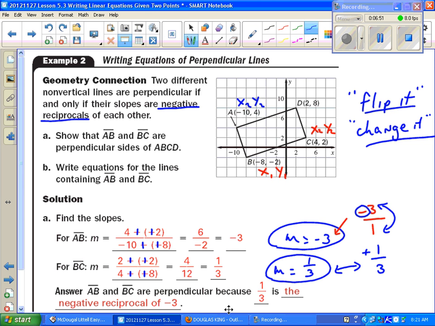And we'll look at some more examples of that as we go. Very simple concept. Flip it and change it. Parallel lines had the exact same slope. M was the same. So for them to be parallel, they both have to be -3, or they both have to be 1/3. To be perpendicular, it has to be the negative reciprocal. And it's something that you'll see a lot more once you get to geometry class.